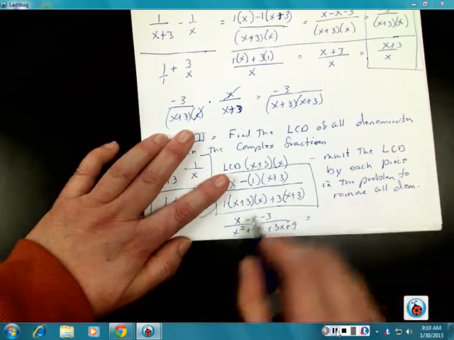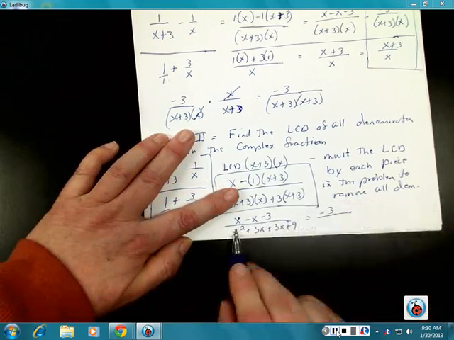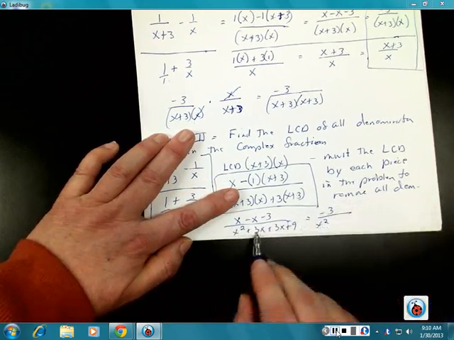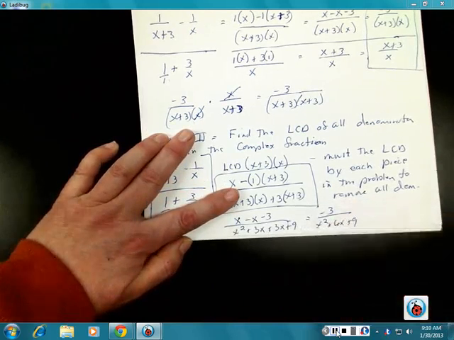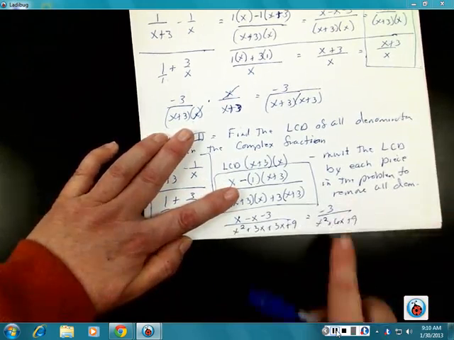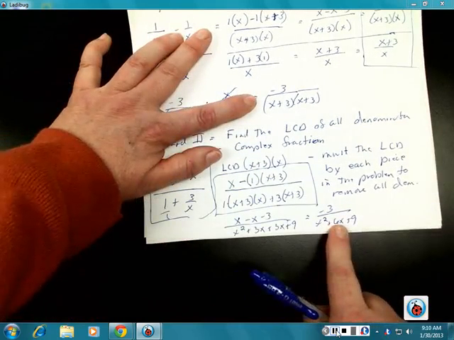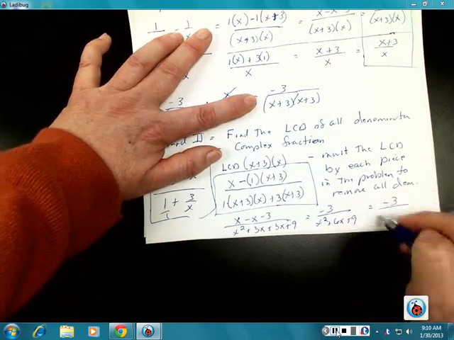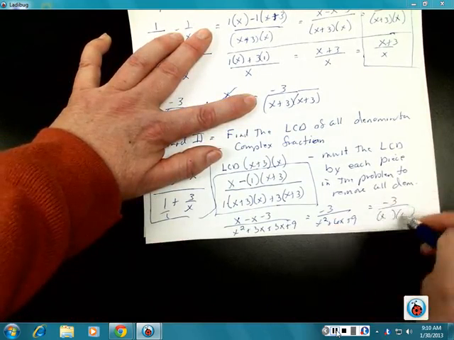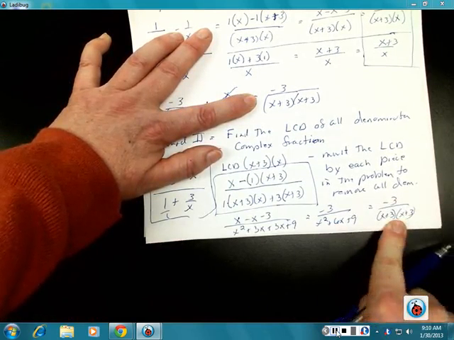And what's my final answer? x minus x is gone, so I have a negative 3. And x squared, 3x and 3x is 6x plus 9. And you're looking at this and saying, that answer doesn't match that answer. Does it? Yeah, it does, because if I factored the bottom, it would come out as x and x, and it would come out as a plus 3 and a plus 3. So these two do end up matching each other. All right?